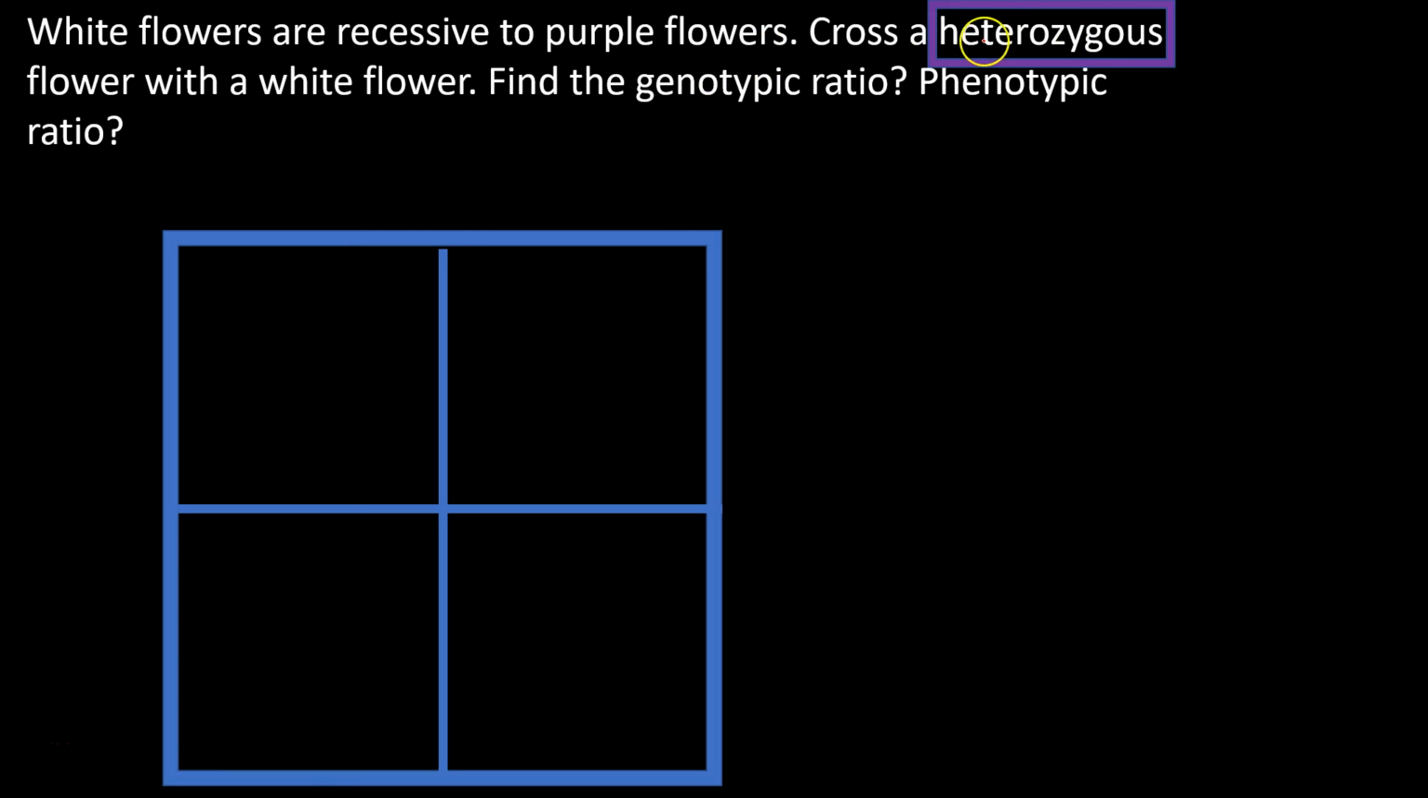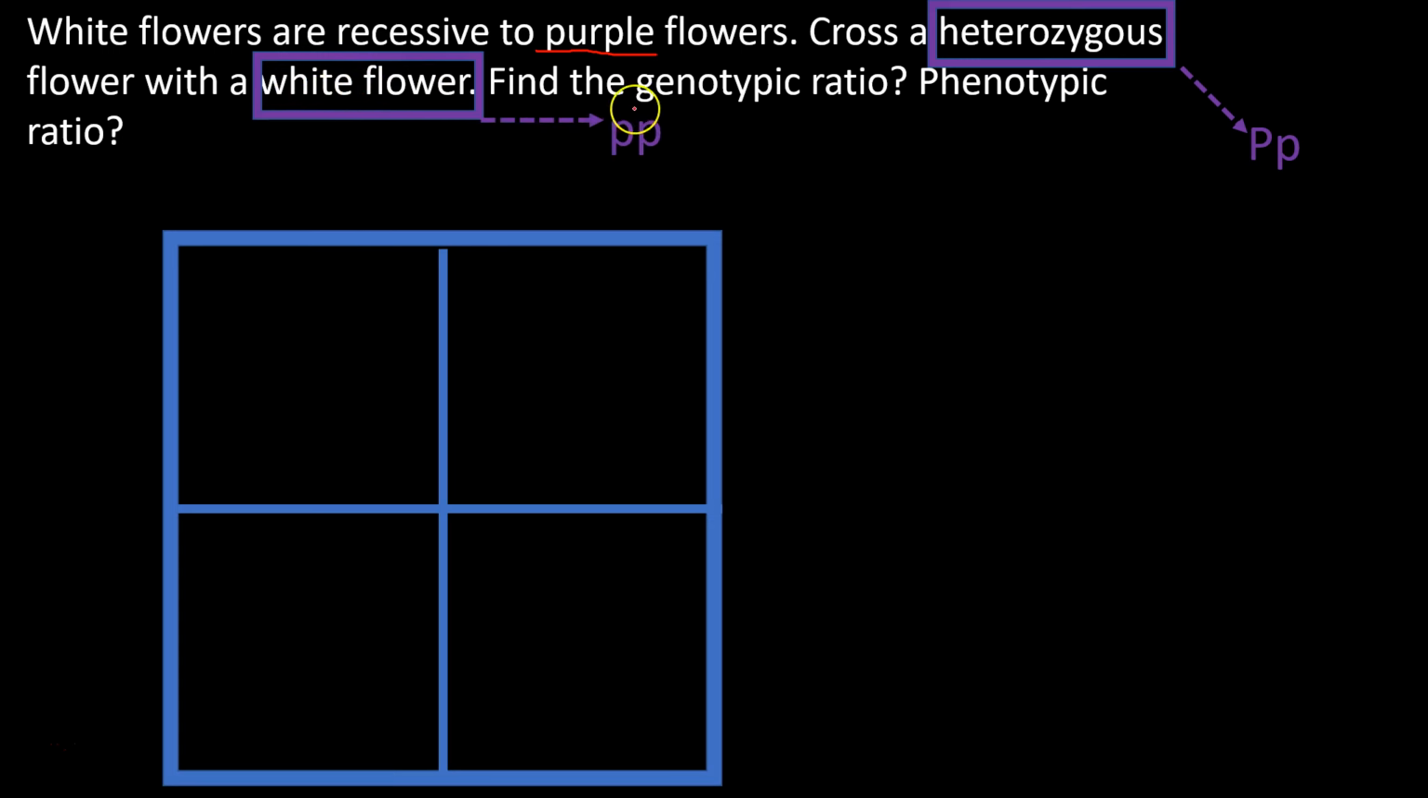Right here, cross a heterozygous flower with a white flower. Okay, so what's dominant here? Well, if I go back here, white flowers are recessive to purple. That means purple is dominant. So I'm going to use capital P's. So to write the genotype for the heterozygous, I'm going to use a capital and a lowercase p. I'm going to cross that with a white flower. Well, what does that tell me? Well, I know that white flowers are recessive. The only genotype that gives me a white flower would be 2 recessive P's.